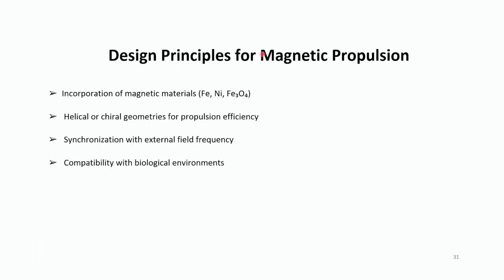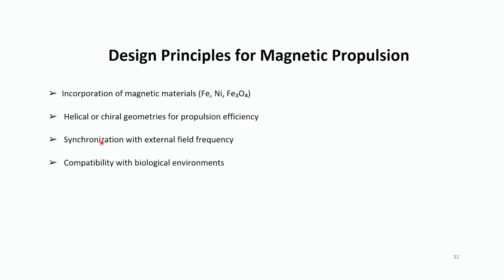So what are the design principles for fabricating magnetic bots? For magnetic propulsion, these are the design basics. First, incorporation of magnetic materials. At first you need to incorporate some magnetic material into your bot. You incorporate iron nanoparticles or nickel or any magnetic substance that is going to move in your magnetic field. Second, you give it a geometry that helps increase the propulsion efficiency. Usually you use helical or chiral geometries.